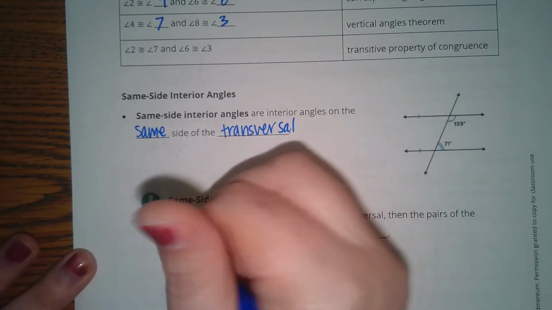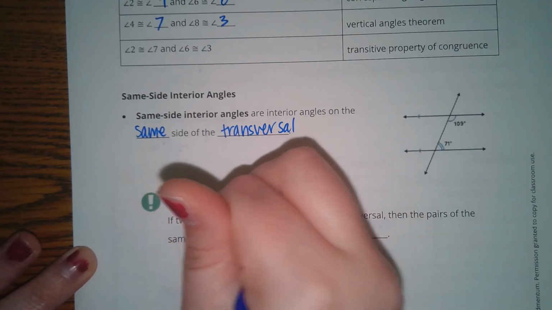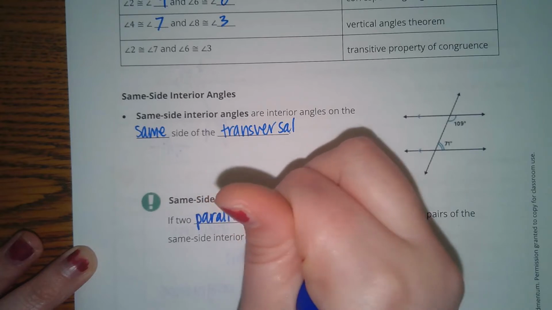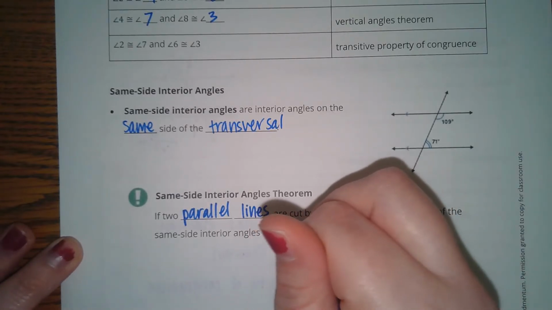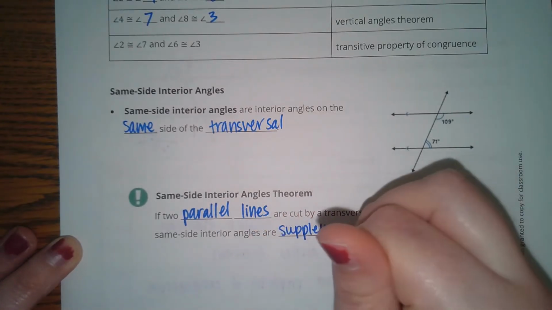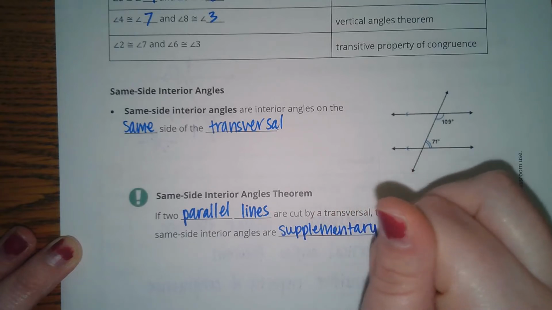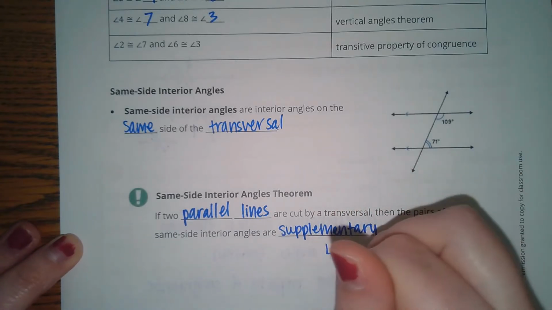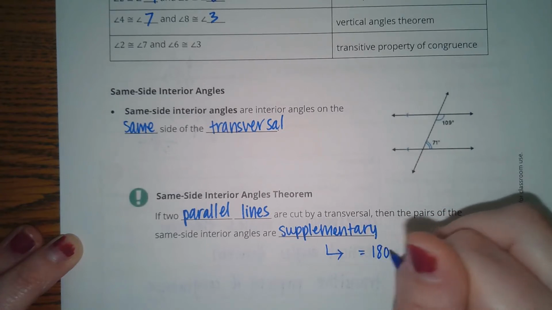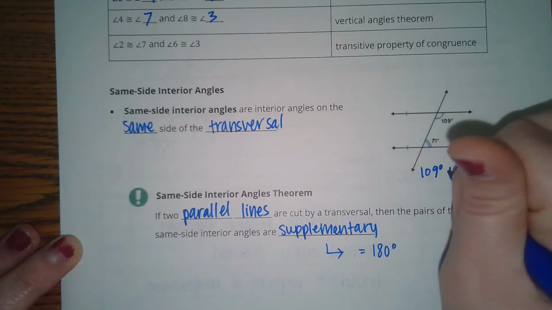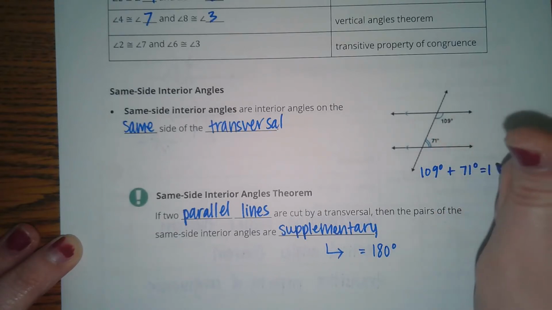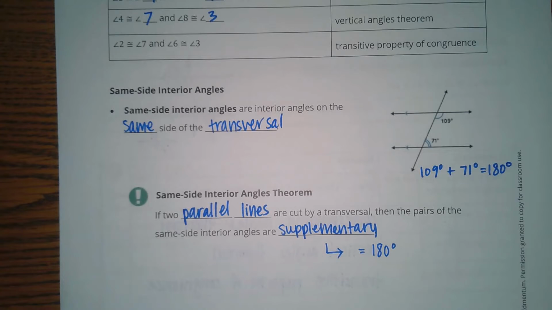So if 2 parallel lines are cut by this transversal, then the pairs of the same side interior angles are supplementary. Remember that supplementary means that it equals 180 degrees. And so if I look up here, I can say that 109 degrees plus 71 degrees is equal to 180 degrees. So that's true. So if I add these 2 angles up, I should always get 180.